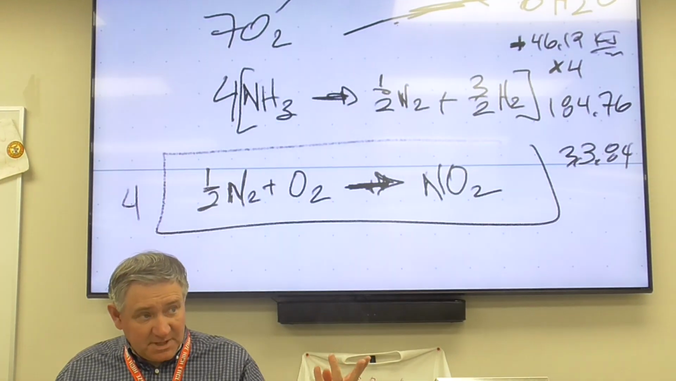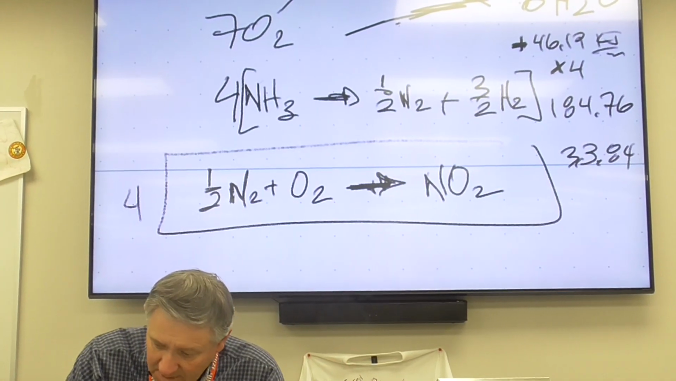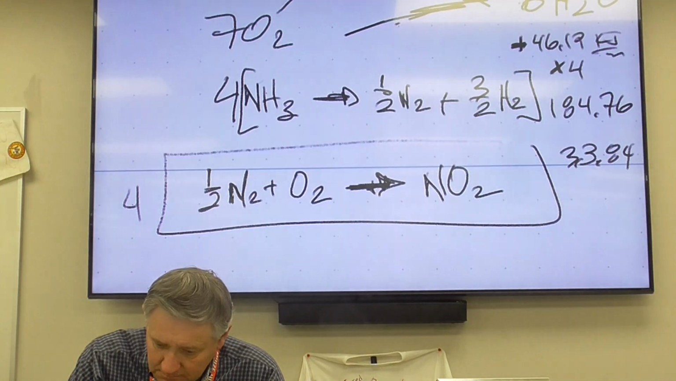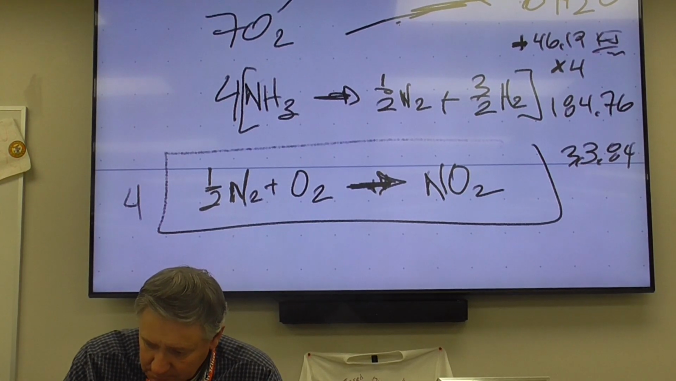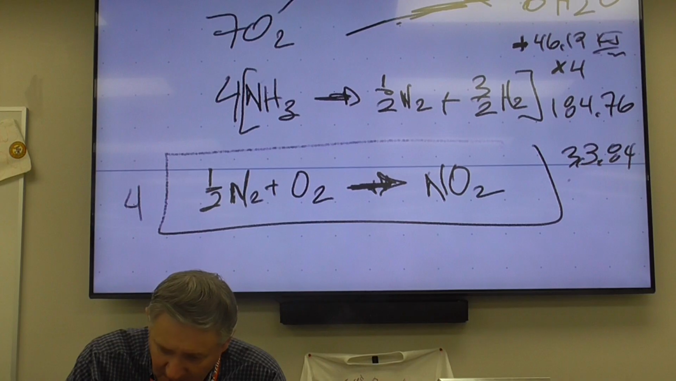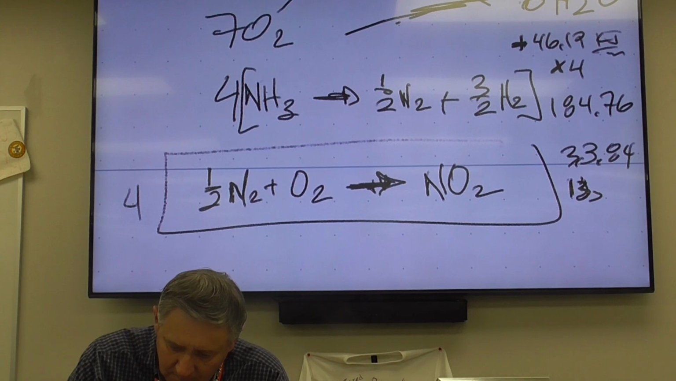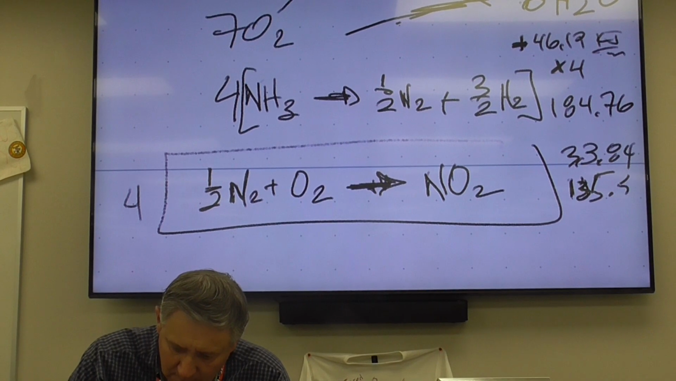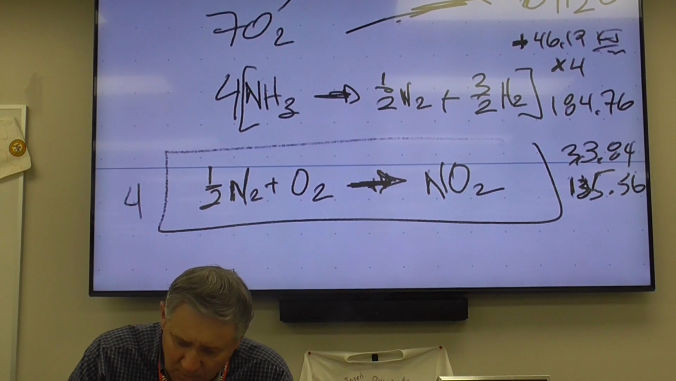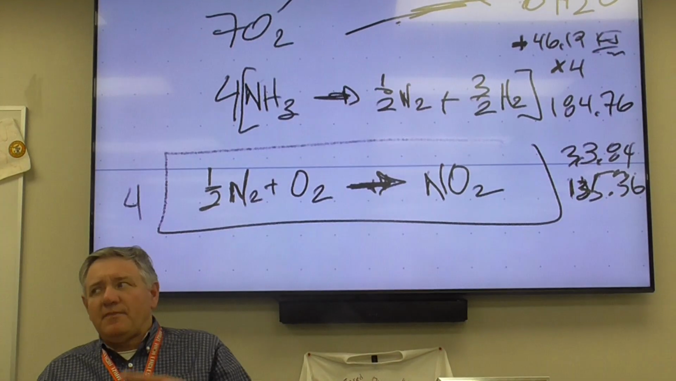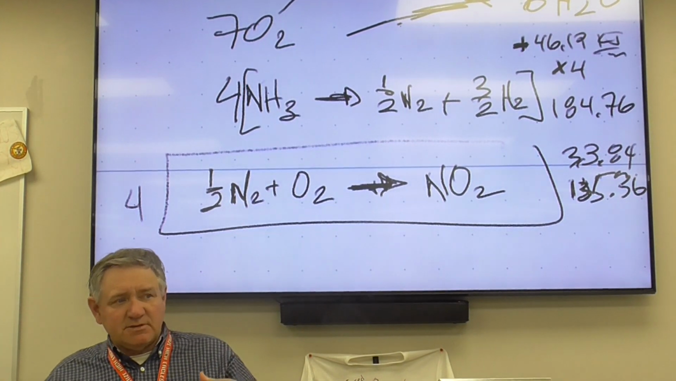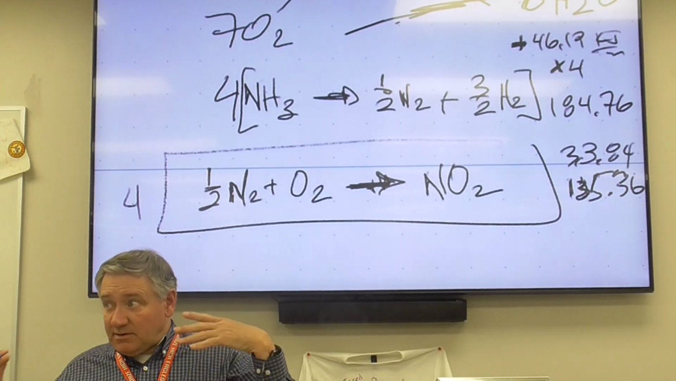And that's going to happen 4 times, so multiply that by 4. What do you get? 135.36. Now, notice that this is one of the few that has a positive delta H, okay? Most delta H's are negative.